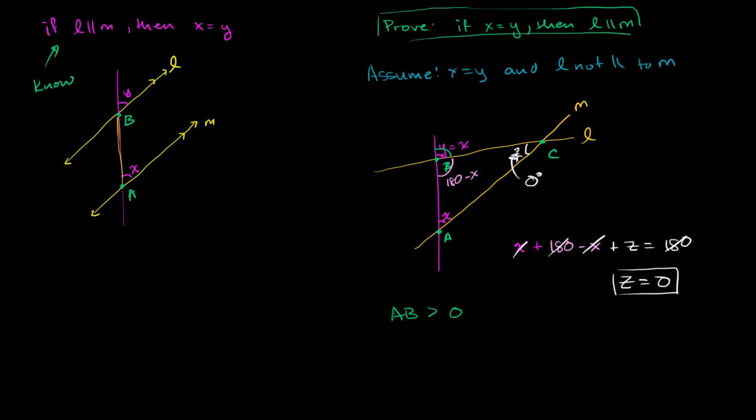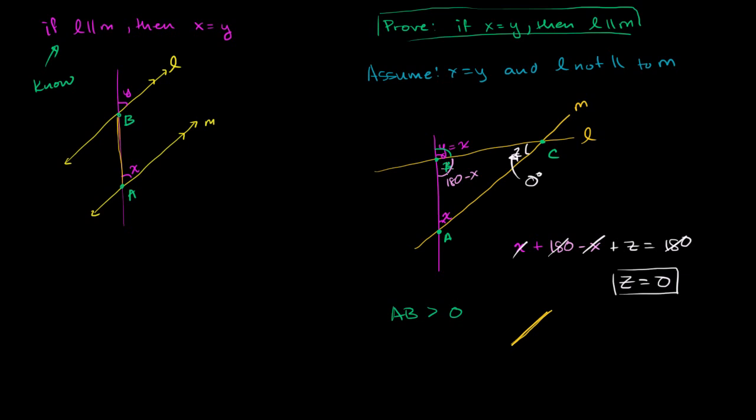If this was 0 degrees, that means that this triangle wouldn't open up at all, which means that the length of AB would have to be 0. You could call it maybe like a degenerate triangle. It wouldn't even be a triangle. It would be a line. These two lines would have to be the same line. They wouldn't even form a triangle. And so this leads us to a contradiction.